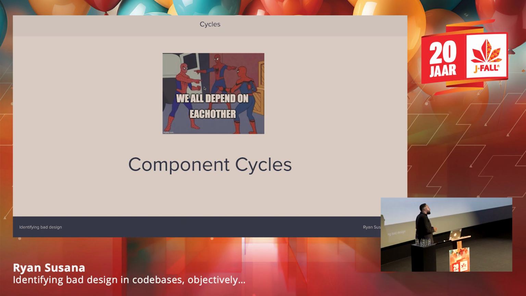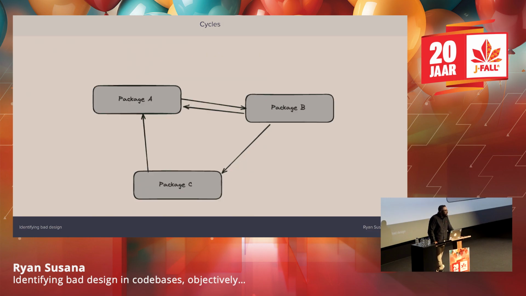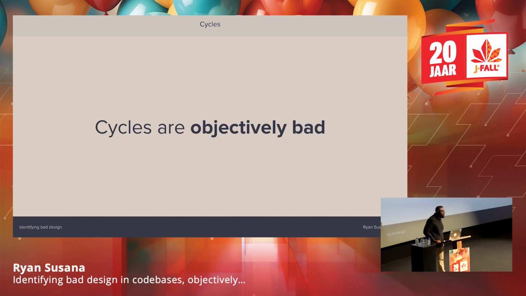Now, I want to talk about component cycles. And I hate these things. Because if it's one thing you take away from this talk, it's that component cycles are objectively bad. Now, here is an example of 2 component cycles. Package A depends on B, but B also depends on A. That's the first one. The second one is A, B, and C all depending on each other in a circle, right? Now, like I said before, cycles are objectively bad.